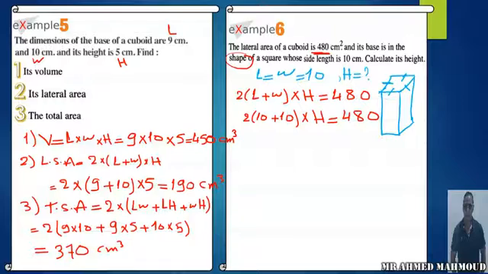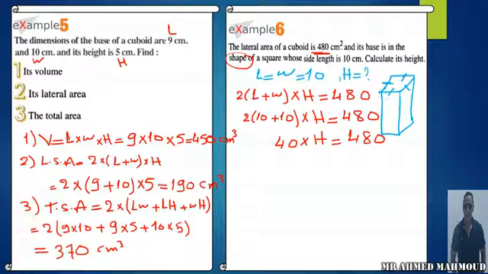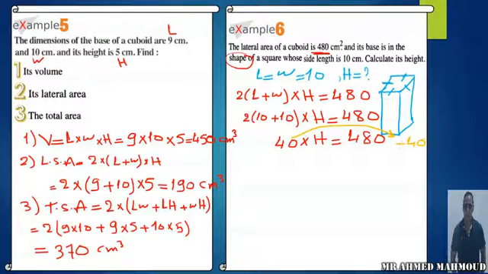480. Then 10 plus 10 equal 20 times 2 equal 40. Then 40 times h equal 480. Now I'm going to send 40 to the other side, divided by 40 like this. Then the height equal 12 centimeters.